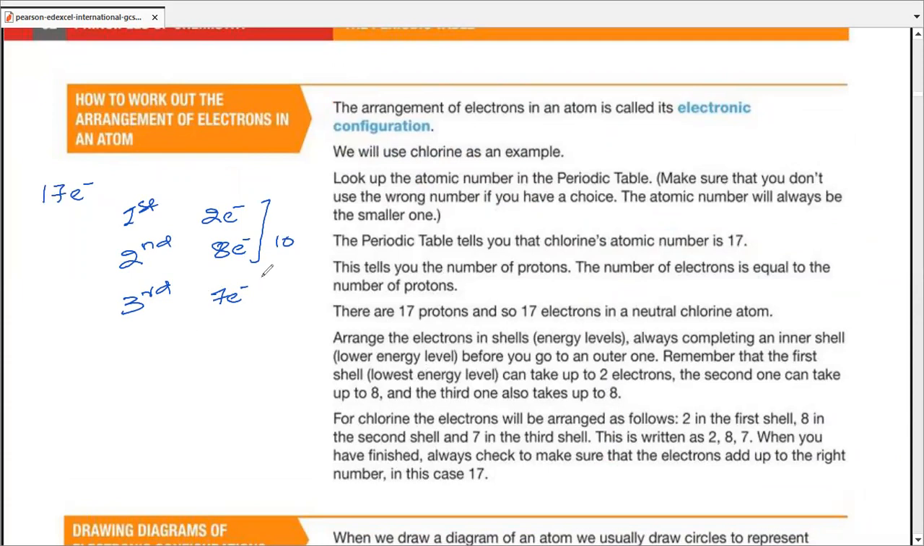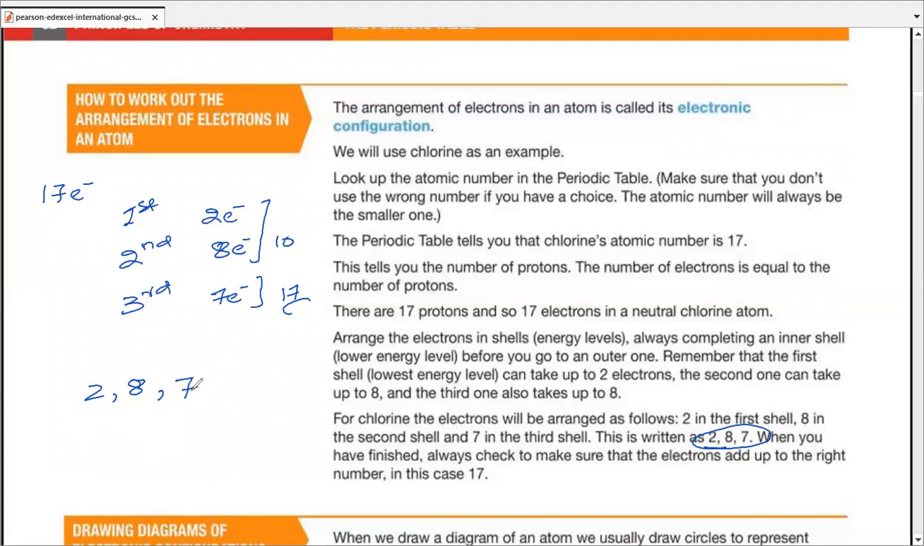So electronic configuration would be something like this, and here the total is 17. How are we supposed to write it? It's written as simple as that. The electrons in first shell, comma, the electrons in the second shell, comma, the electrons in the third shell. You can even replace these commas with dots, but commas are considered better in terms of electronic configuration. So these numbers are the electronic configuration numbers.